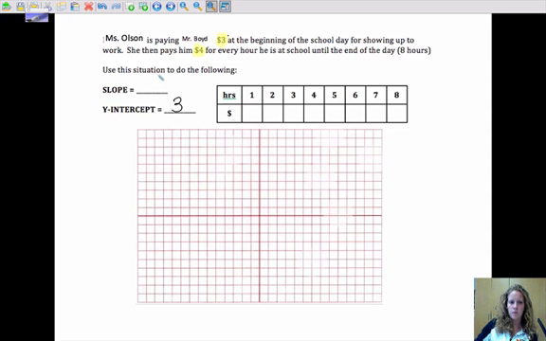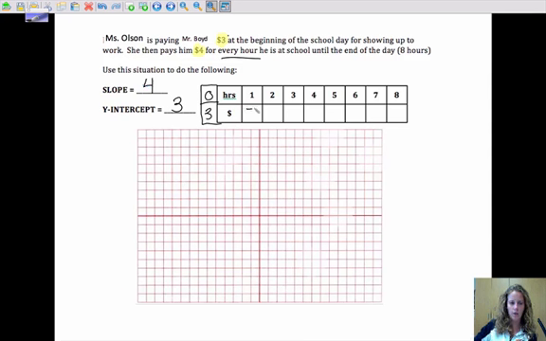My slope is something that happens every hour or every minute or every so often. So I notice here that it says she pays him $4 every hour he's at school. So that makes sense that it would be my slope, $4 every hour. So if we look at hours here, let's add a 0 column to our hours. So when he gets to school at 0 hours, he gets $3, right? And then for every hour he's there, he gets $4 more.